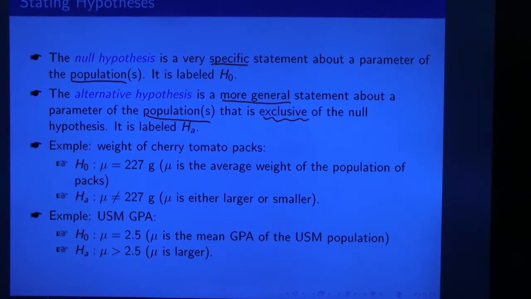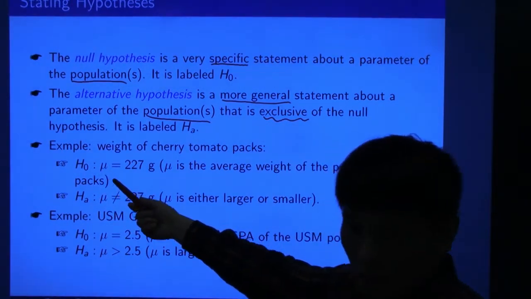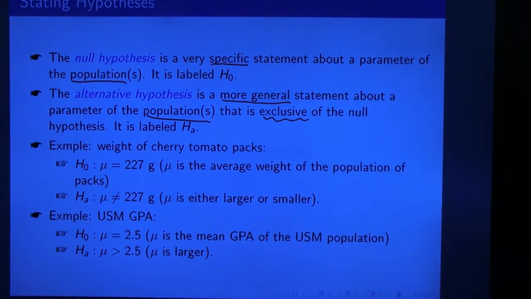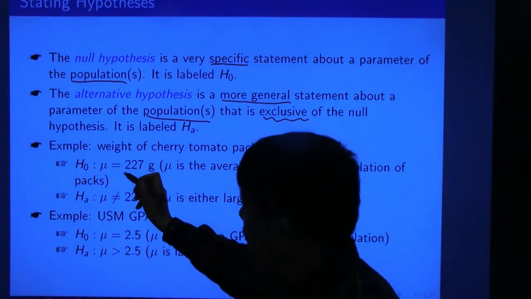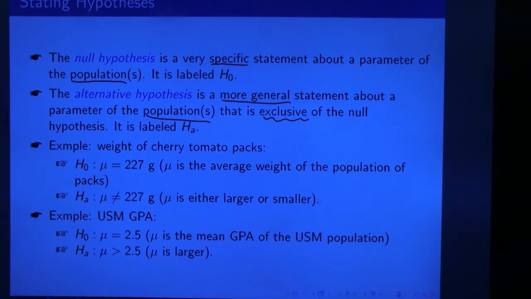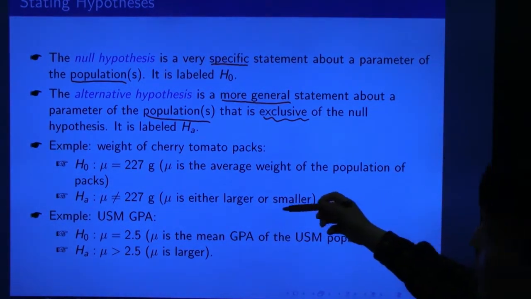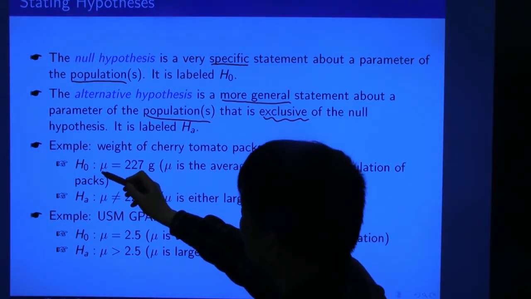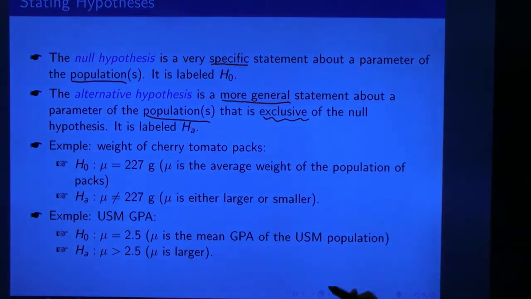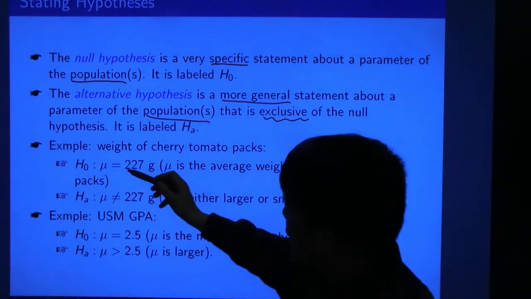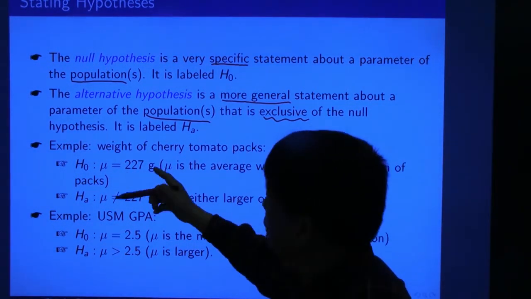In our example, the cherry tomato packs, the null hypothesis H0 is that we want to know if the population mean equals 227. So our null hypothesis is mu equal to 227. This satisfies the concept. First, this mu is a parameter about the population, not about the sample. Second, this statement is very specific. It is equal to 227.